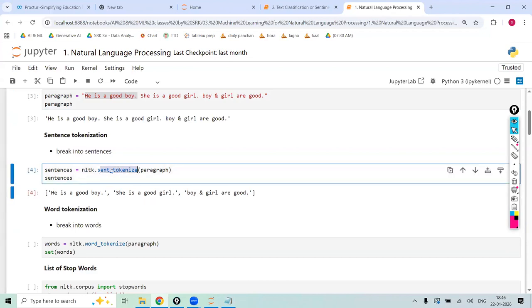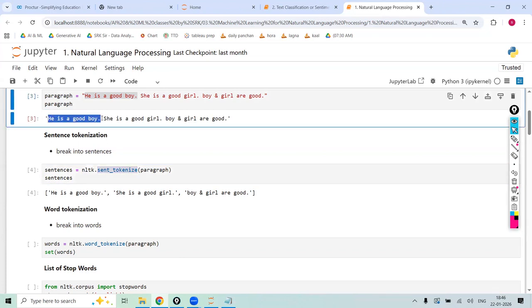sent_tokenize is the function here for sentence tokenization, where it is going to break the text into sentences. From here to here is one sentence, this is the second sentence, and this is the third sentence. The three sentences are stored within a list.